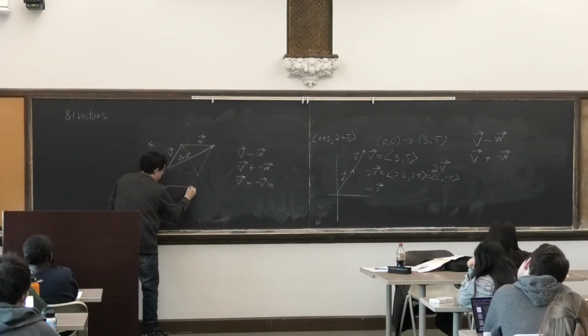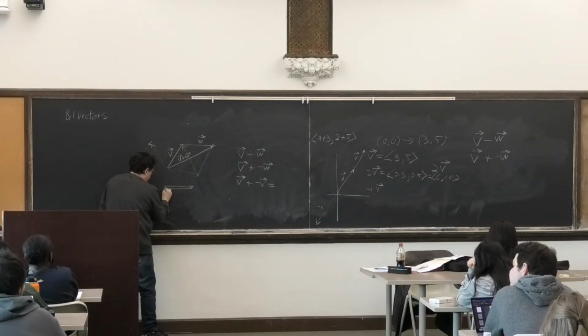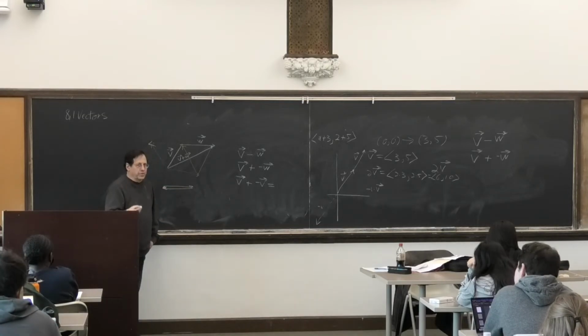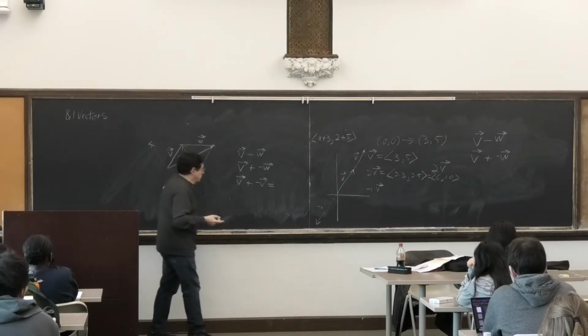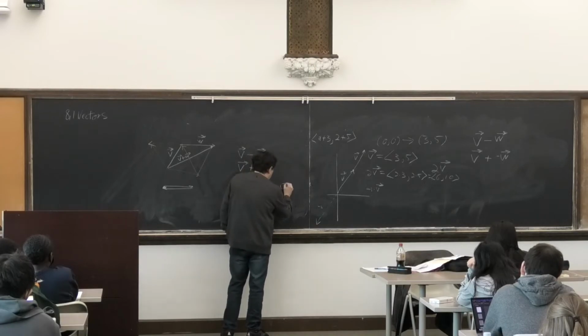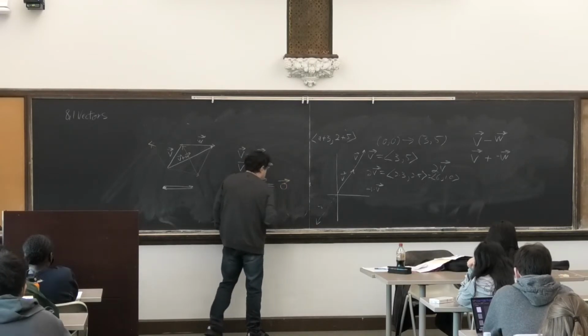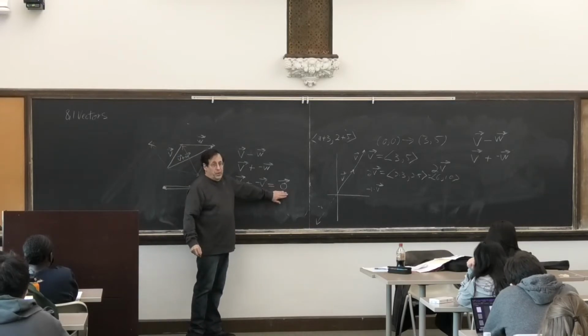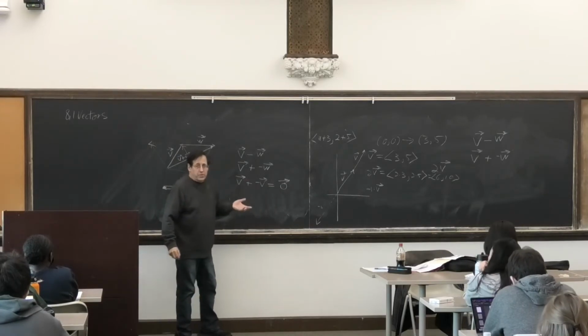So I have a vector here, it goes back here, and I'm kind of stuck. My head and my tail are in the same place. So this is a very important vector. This is called the zero vector. You can add the zero vector to any other vector and get the vector back again.